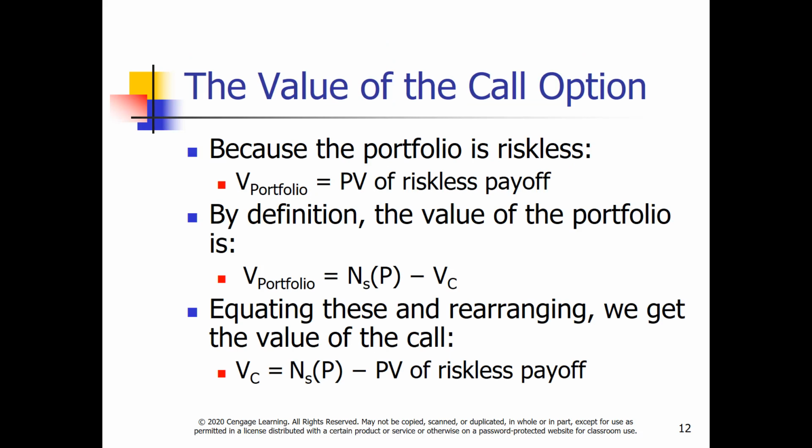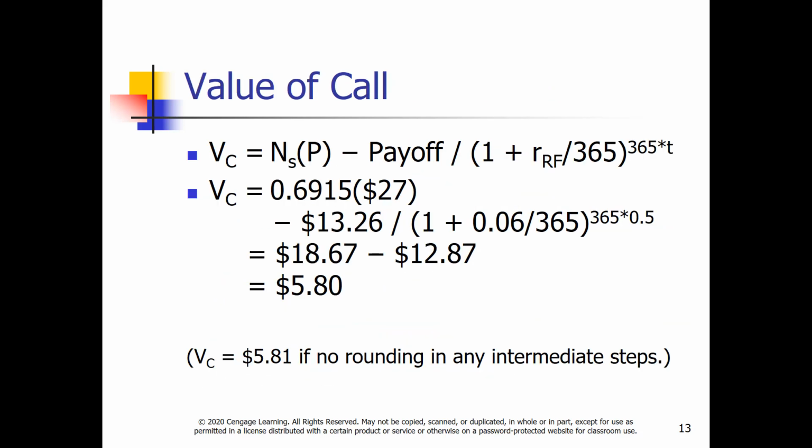We now know the value of the portfolio at time 0. The portfolio is composed of the 0.6915 shares of stock and a written call. Rearranging the equation in the middle of the slide, we can solve for the current value of the call, and we'll see the calculations on the next slide. Our result, the call is currently worth about $5.80. We found the PV of the portfolio to be $12.87. We know the current price of the stock is $27, and we bought 0.6915 shares. So that value, 0.6915 times 27, is $18.67. Subtracting the $12.87 yields the value of the call today, $5.80.